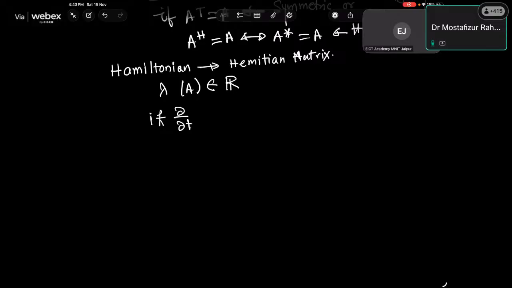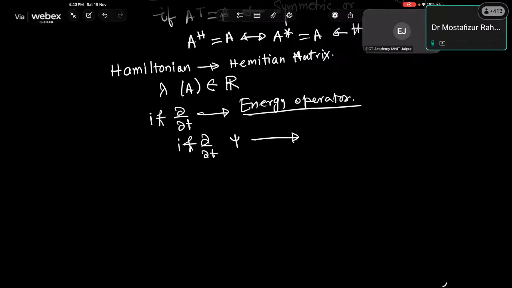iħ ∂/∂t. So this is basically the energy operator. So if I apply the energy operator on the wave function, I should get back energy as a quantity, energy as a quantity E1. So this is a scalar quantity, or observable scalar.